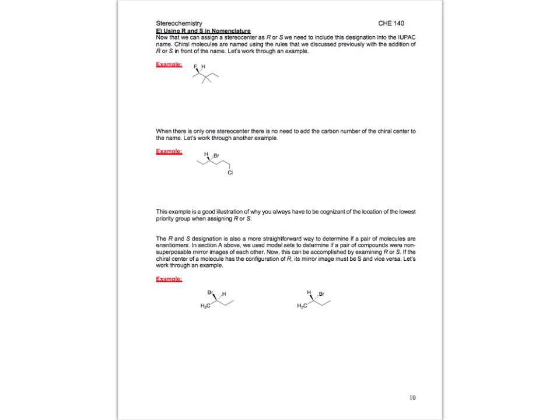Now that we've gone through how to assign R and S, how do we incorporate that R and S into the IUPAC name? So the rules for naming compounds that have chiral centers are the exact same. We're just going to add that additional R or S designation into that name. So let's do this by example.